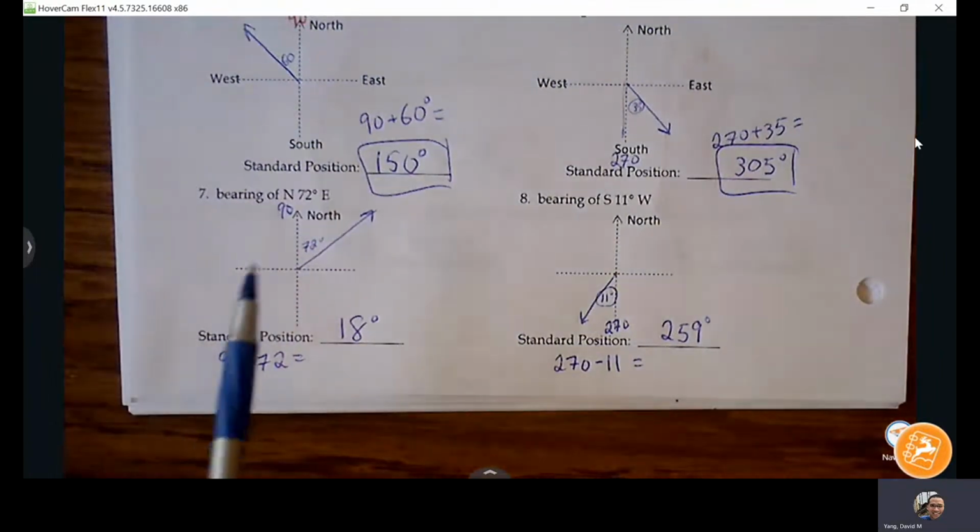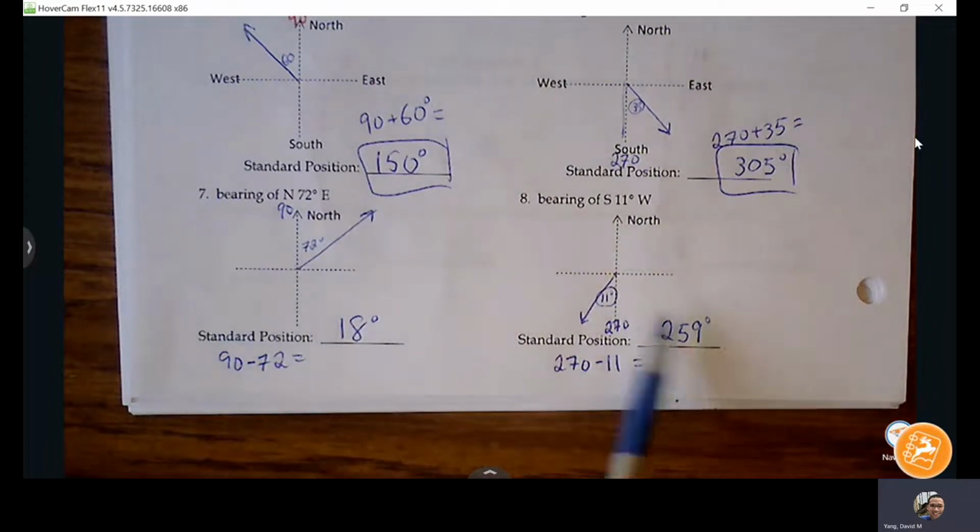Okay, so anytime we're given the bearing measurement, we always want to get it into standard position, because standard position is a true degree measure that will work with the formulas that we've been accustomed to using.